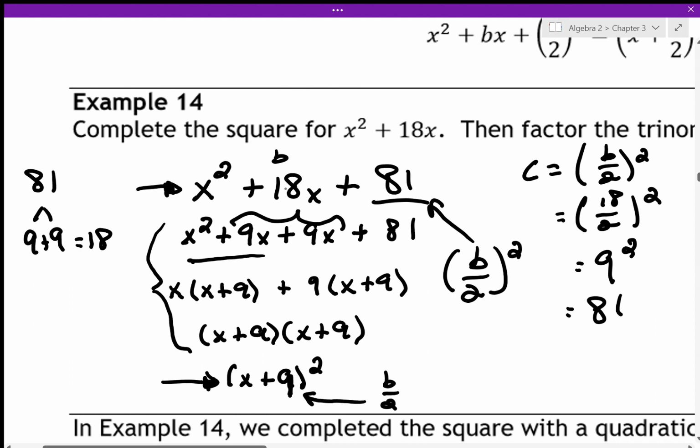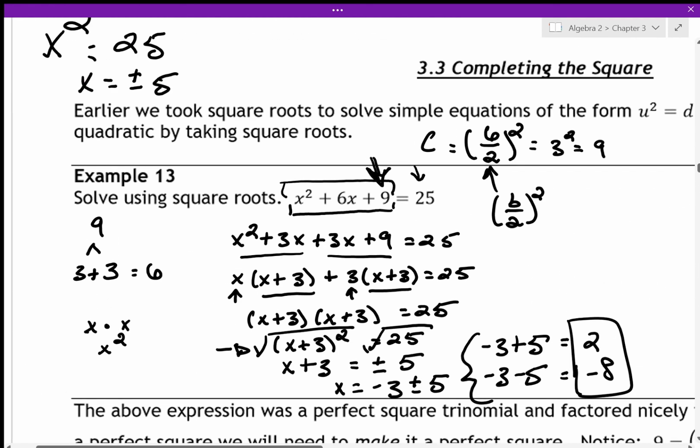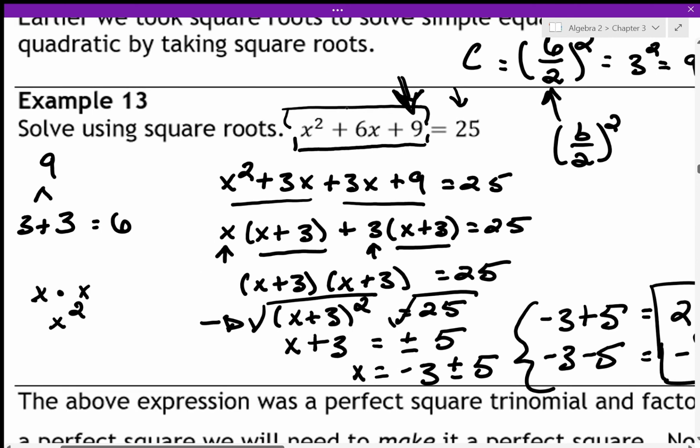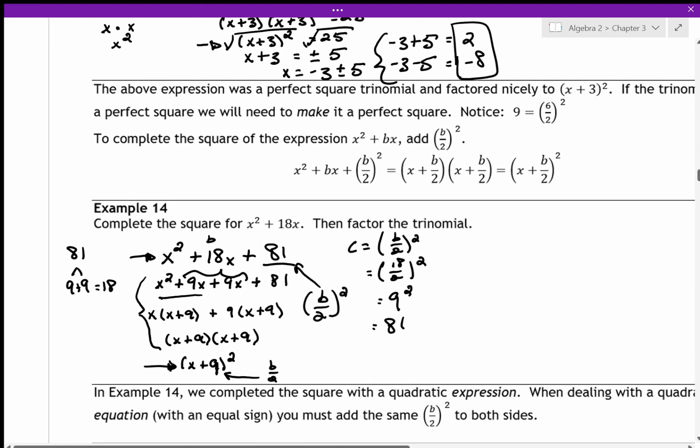Our b was 18, and this guy was 9. If we scroll up a little bit, our b was 6 right here, and down here we had x plus 3. 6 divided by 2 is 3. So let's look at doing another one of these.